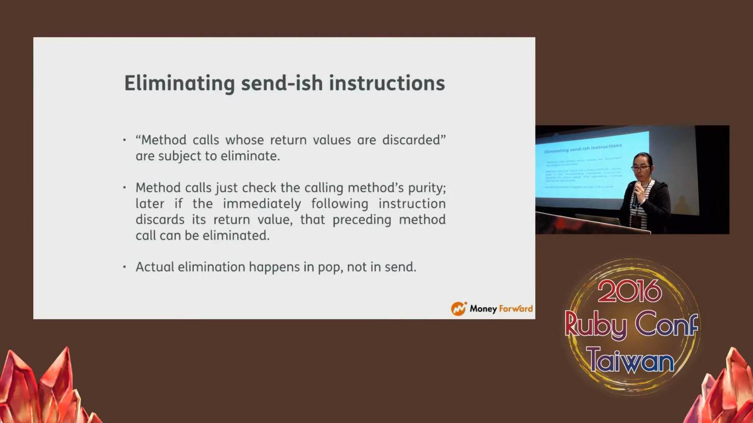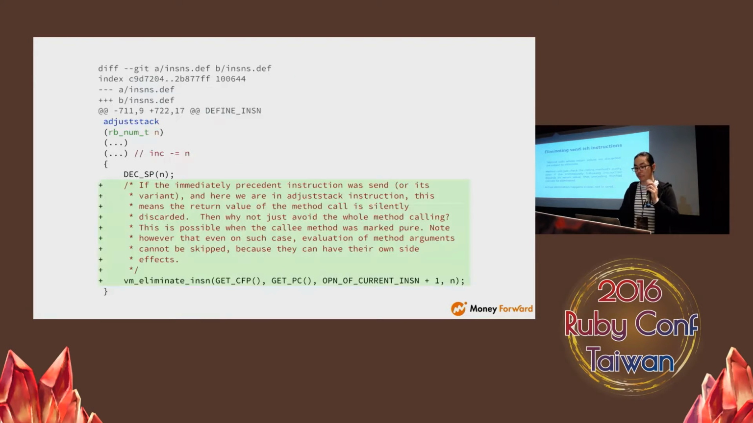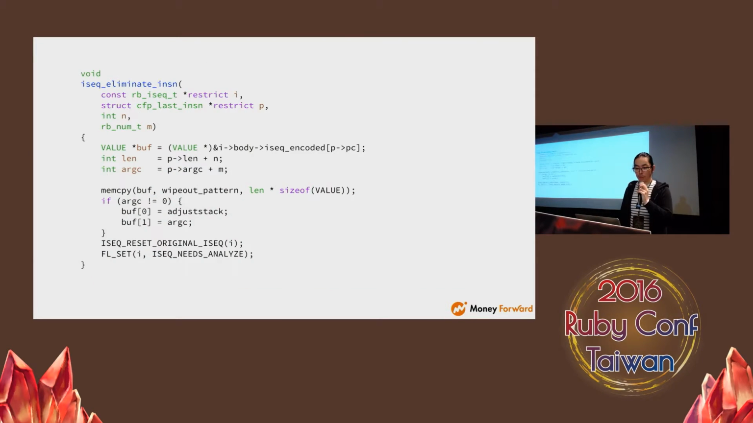If a method call is immediately followed by a pop instruction, then it means we can immediately discard it because the return value is not used. This is where the elimination of send instruction happens. It happens inside of adjust stack, not the send. The diff is mostly common. It only adds one more function. The call function is this.